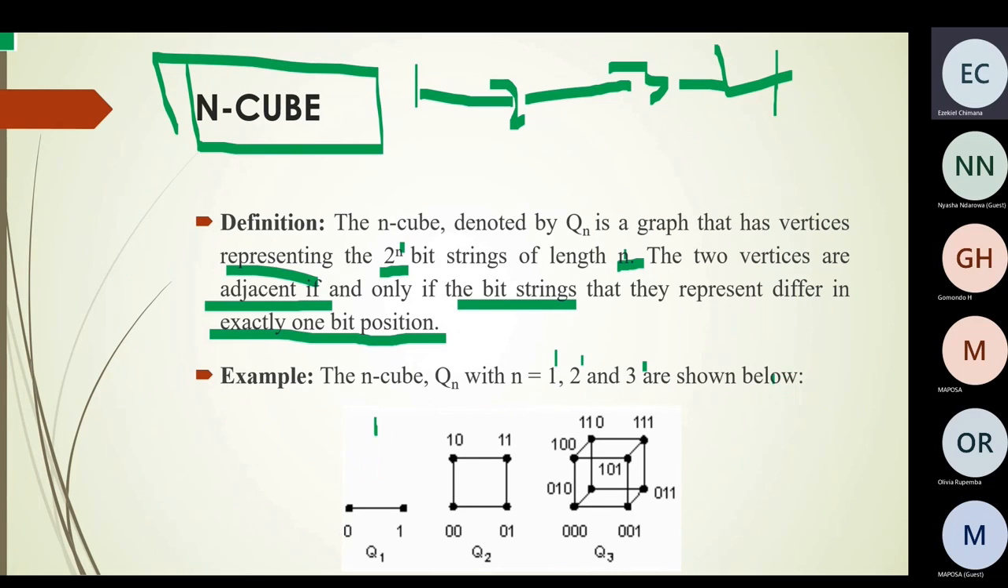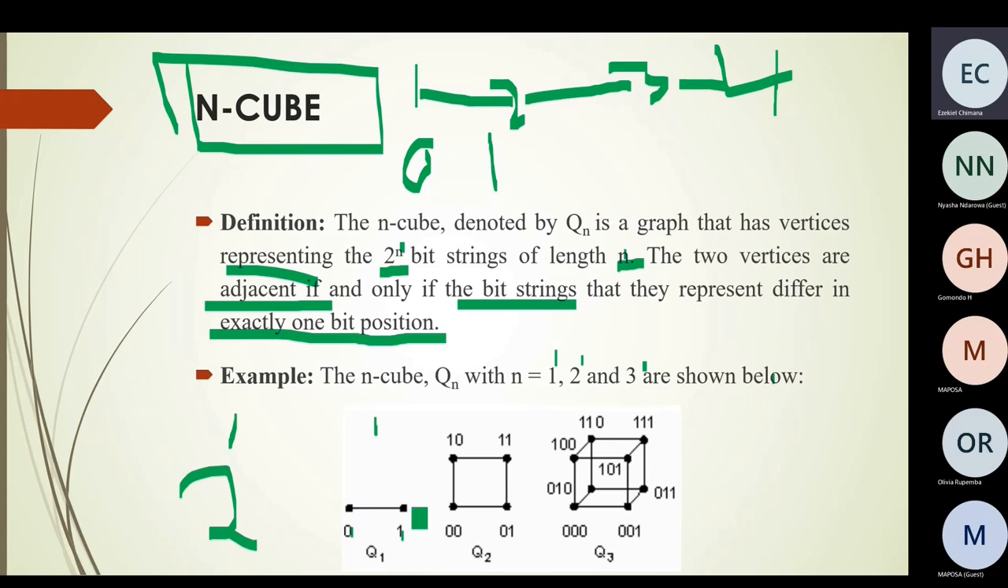Here we have n equal to 1. We have 2 to the power 1, which we use to generate our cube, because n is equal to 1. Whenever you have 2 to the power 1, you know that your bit string, the combination of zeros and ones, will be of length 1, which means you'll have either a 0 or a 1. In decimal, in base 10, we'll be talking of 0 and 1. 0 in binary is 0 and 1 in binary is 1. So we'll be talking of vertices 0 and 1.